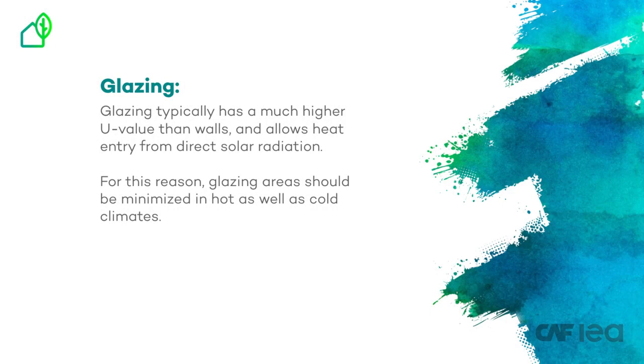Glazing. Glazing typically has a much higher U-value than walls and allows heat entry from direct solar radiation. For this reason, glazing areas should be minimized in hot as well as cold climates. However, windows for daylight and views to the outdoors are desirable, so the size and the design must be carefully thought out in order to optimize these conflicting needs.